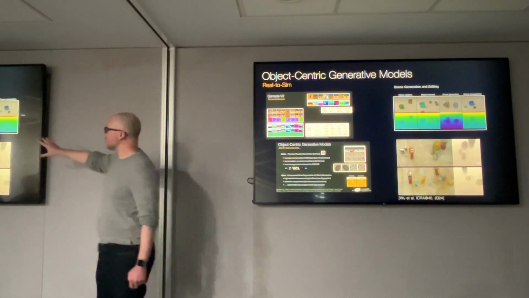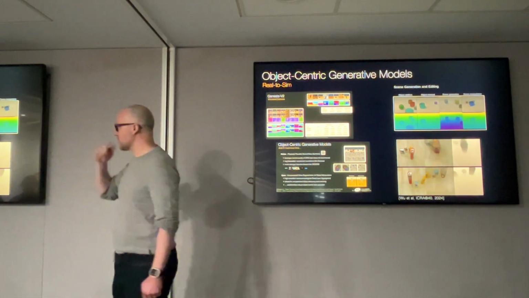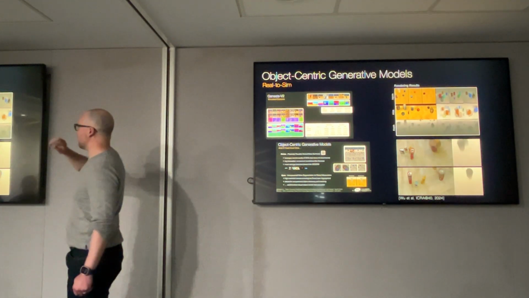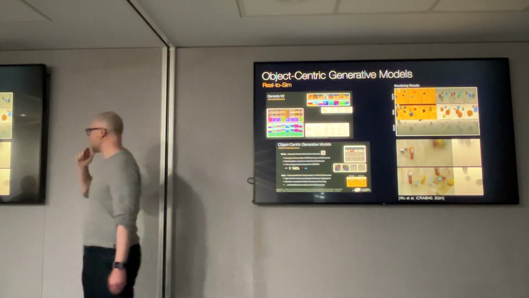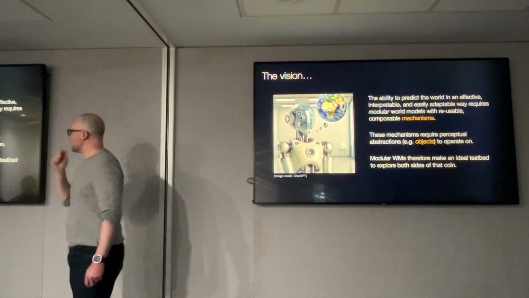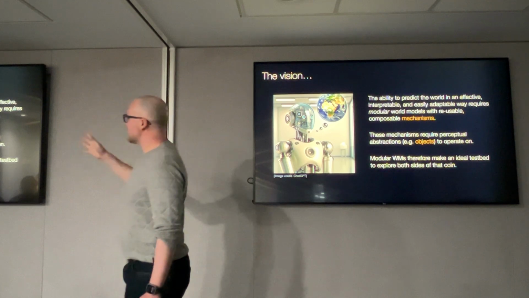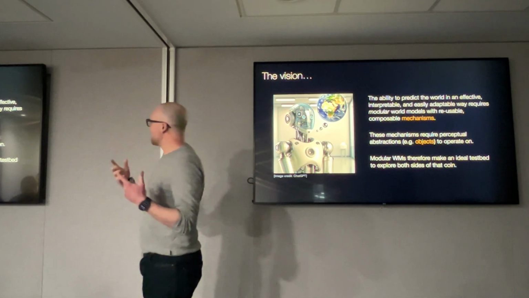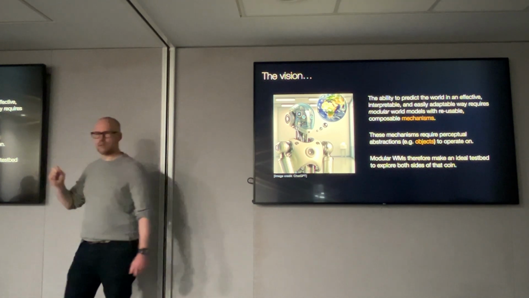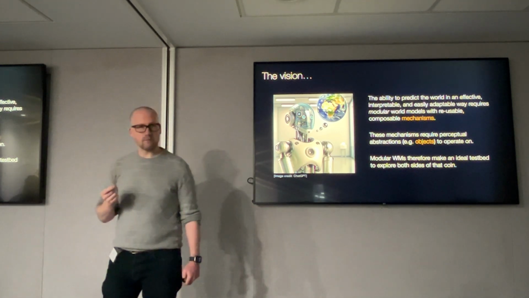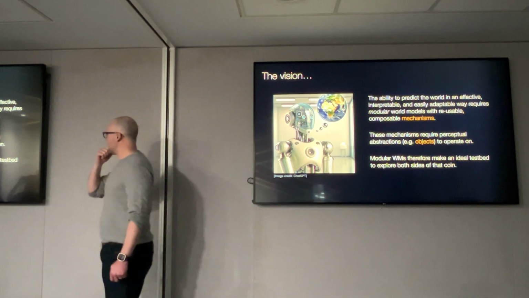So in the past, we've done a lot of work on representation learning, particularly unsupervised, in terms of discovering objects in 3D for things like matching, for things like scene generation and scene manipulation. But it turns out ultimately it's the same thing. And here's why. Ultimately, the ability to predict the world in an effective and interpretable and easily adaptable way requires the notion of a modular world model. And modular specifically is meant to say reusable, and composable mechanisms.